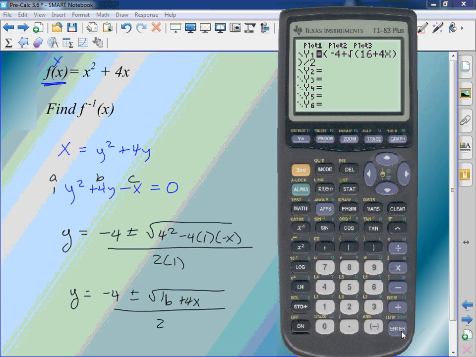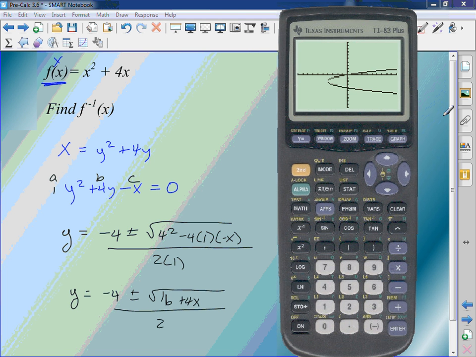Good. I have to do the exact same thing, but now subtraction in the middle. So parenthesis, negative 4 minus square root 16 plus 4x, and for the square root, and for the top, divided by 2. Questions there? Okay, I'm going to graph. That's the first one. That's the second one.